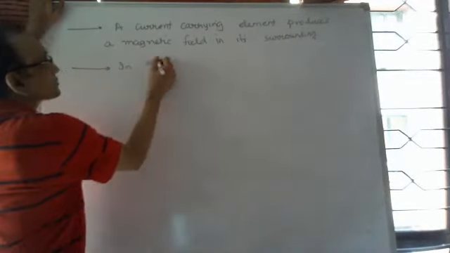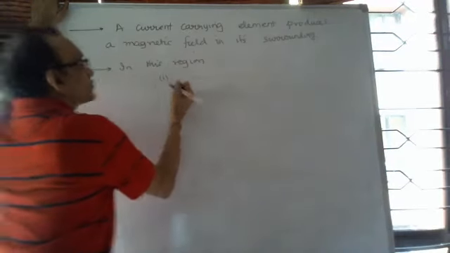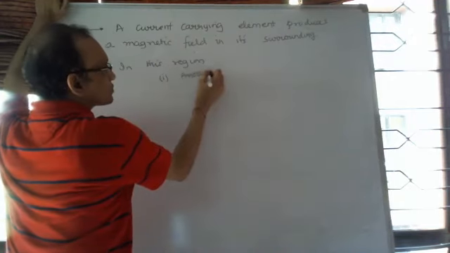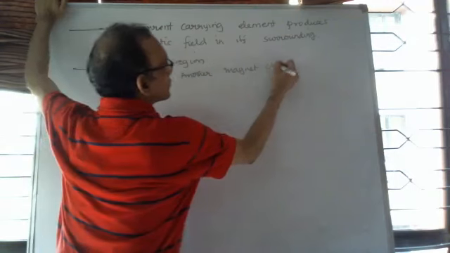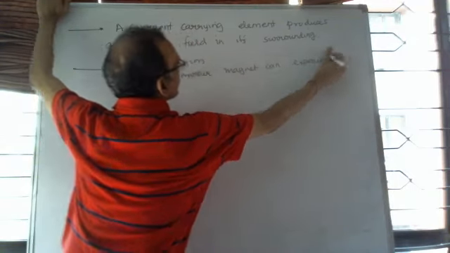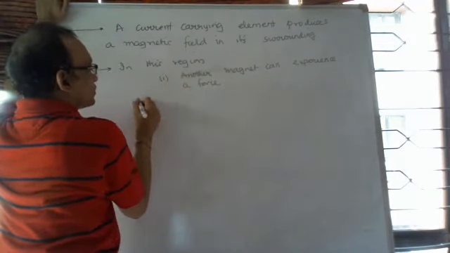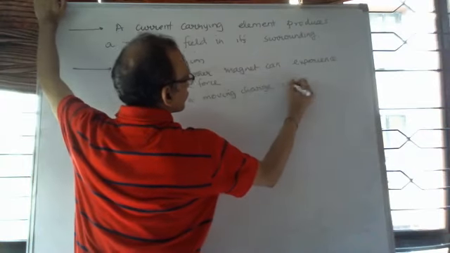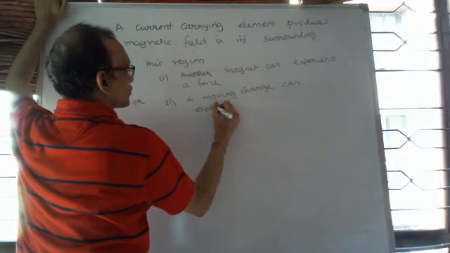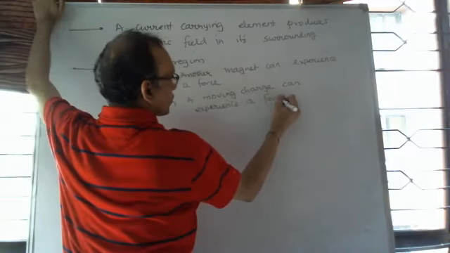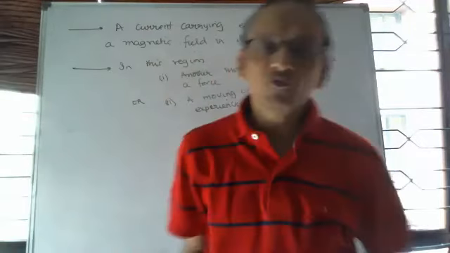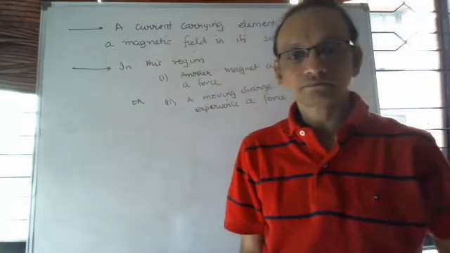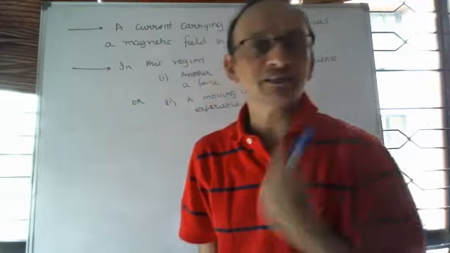In this region, a magnet, another magnet, can experience a force. Or a moving charge can experience a force. Right? That is fine, all fine. But the point is, we need to know a way to calculate this magnetic field. We need to know a way to calculate this magnetic field, right?